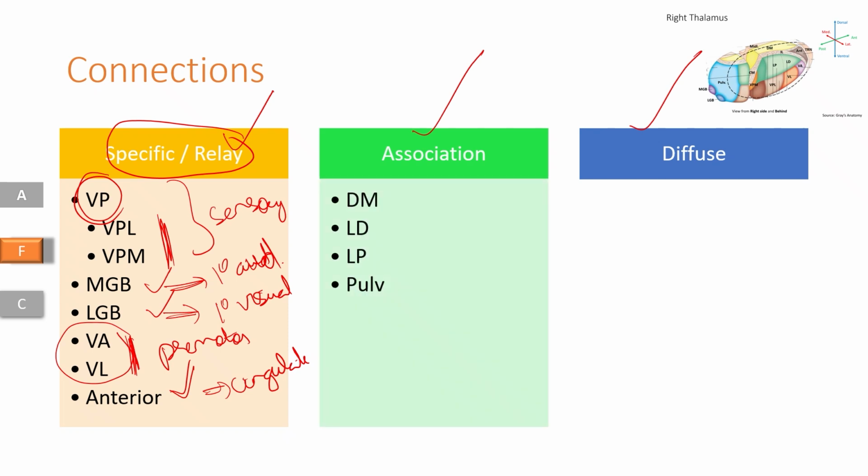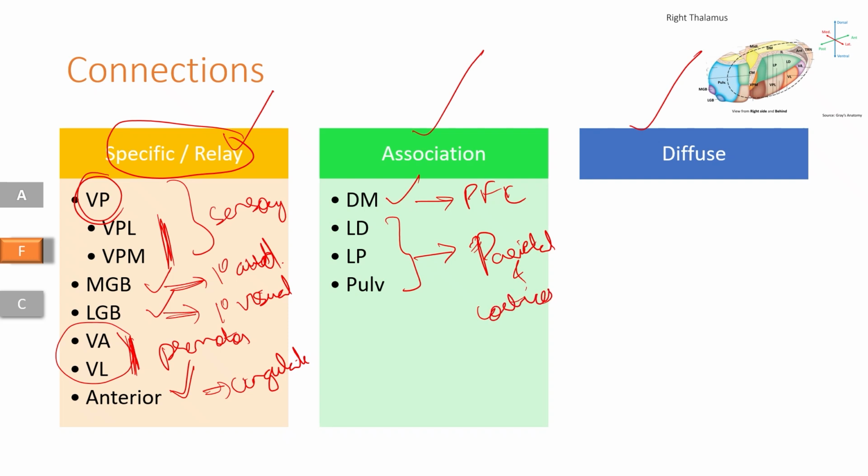Now, what are the association nuclei? They are going towards more association areas. For example, dorsomedial nucleus goes to a lot of prefrontal cortices. Lateral dorsal, lateral posterior and pulvinar are projecting into large areas of parietal and occipital cortices, which are concerned with attention.